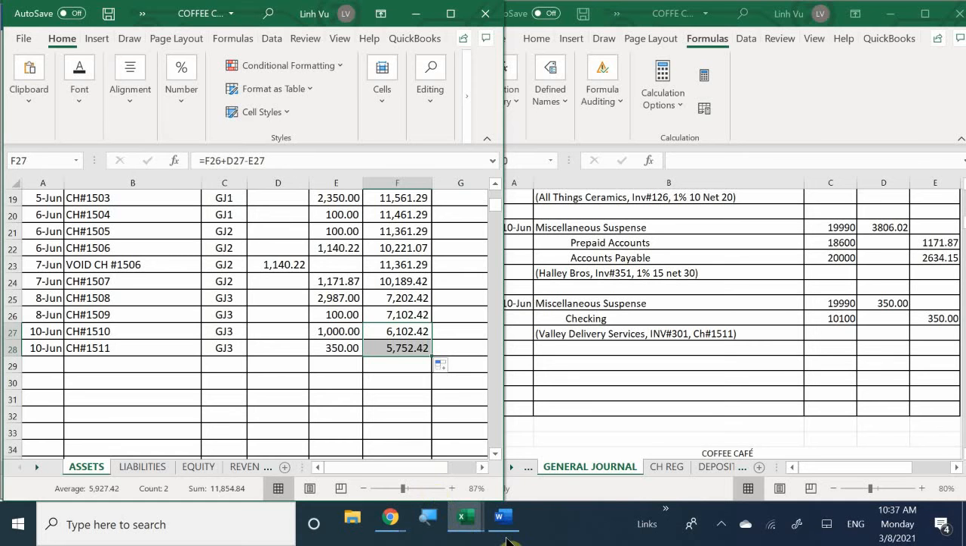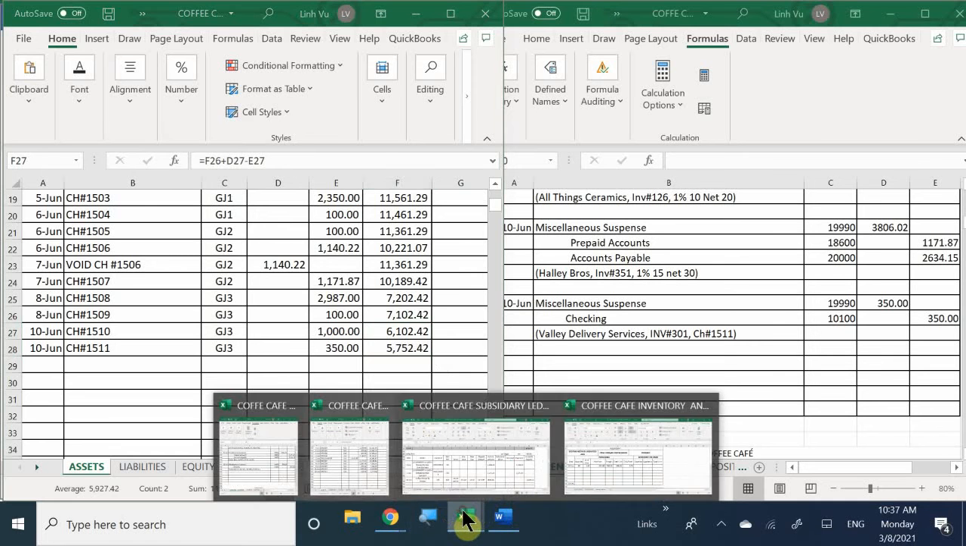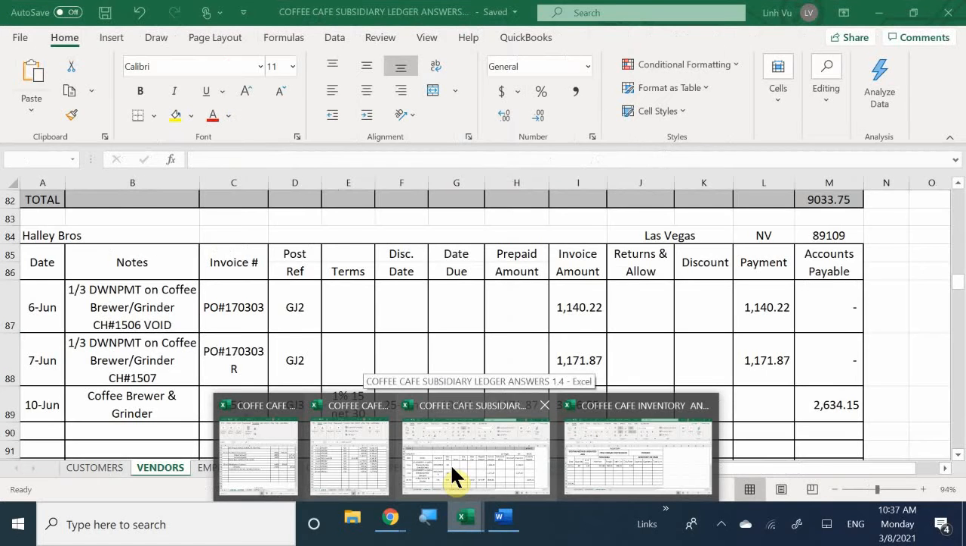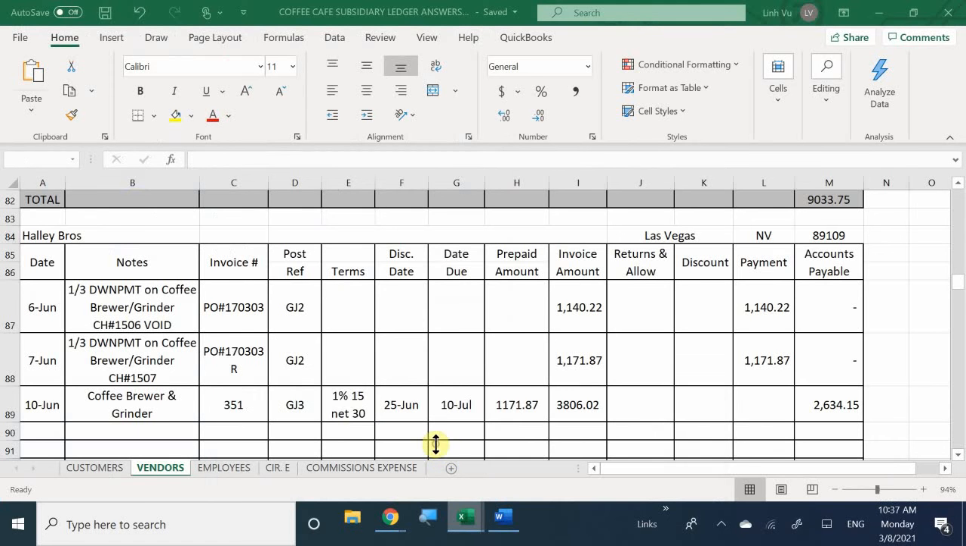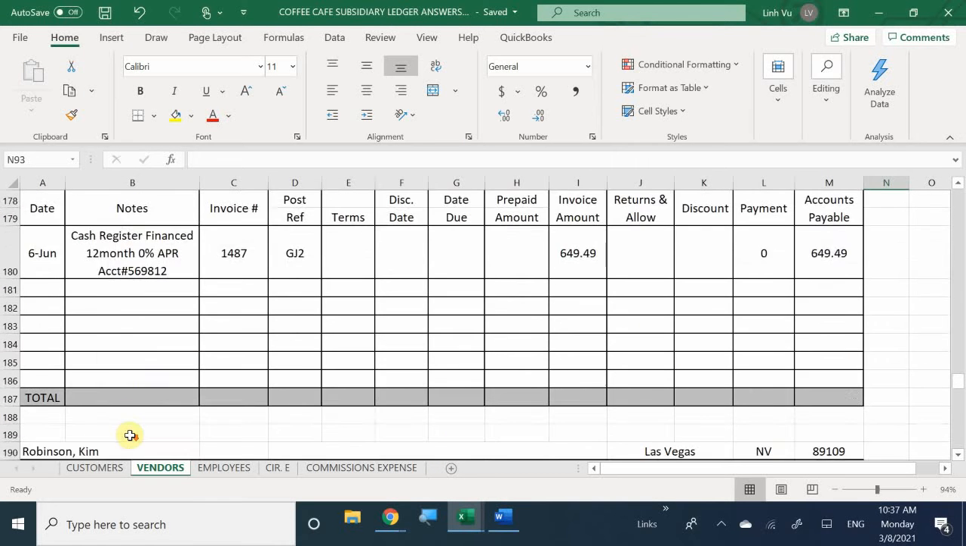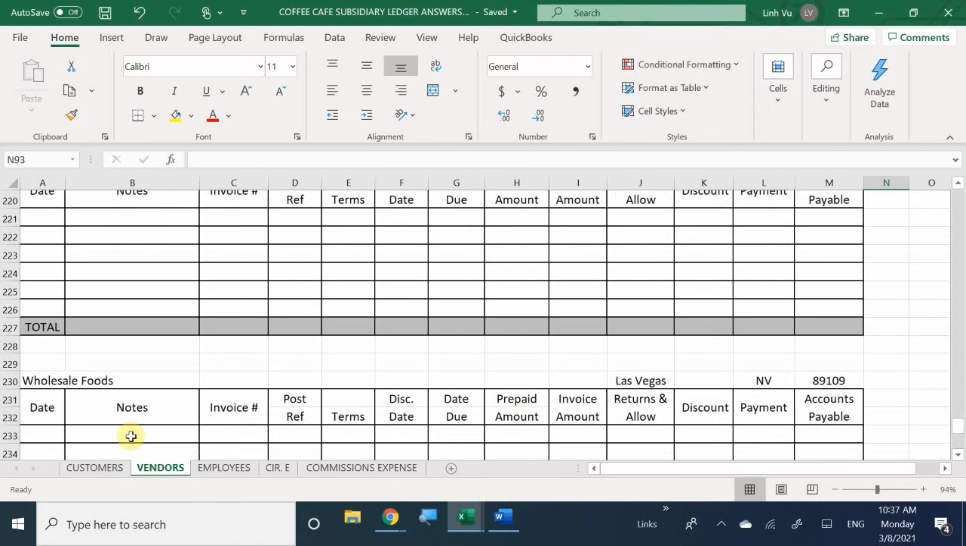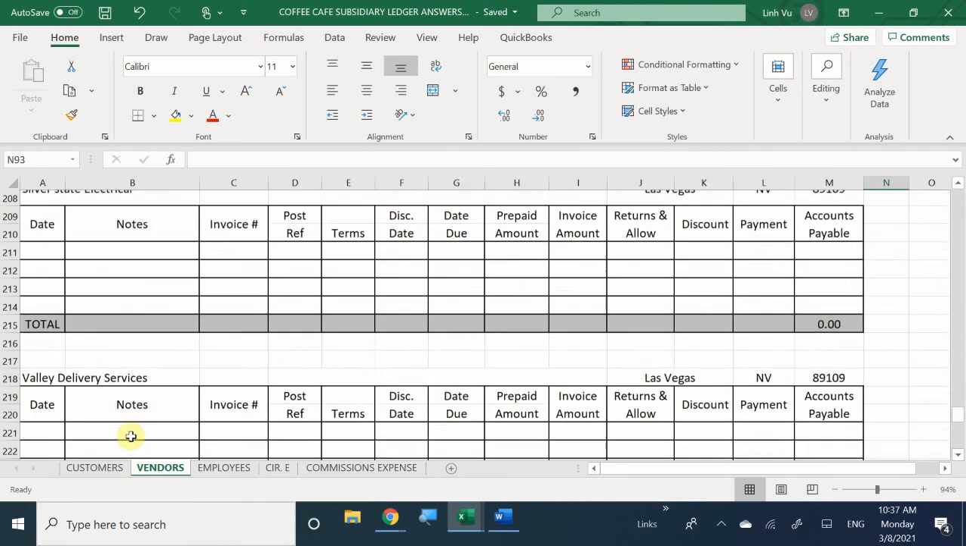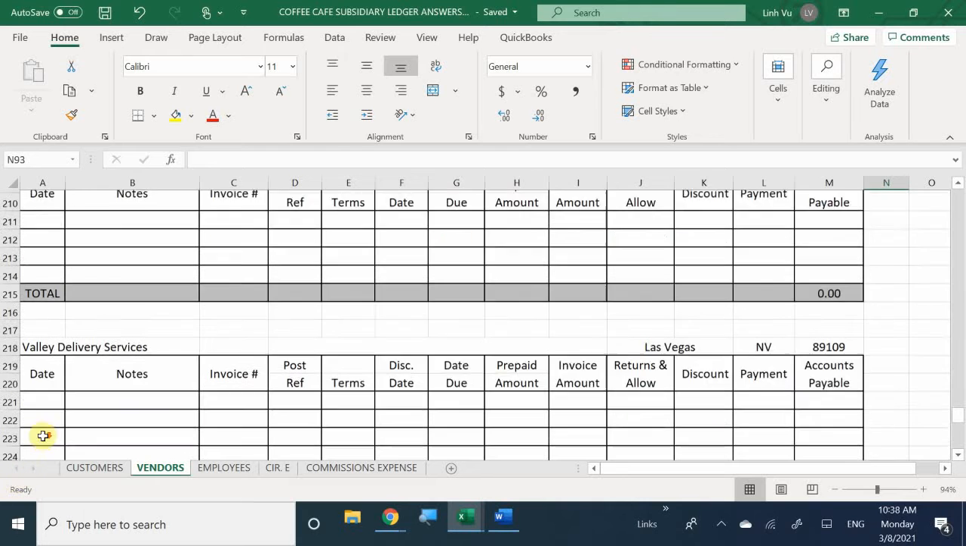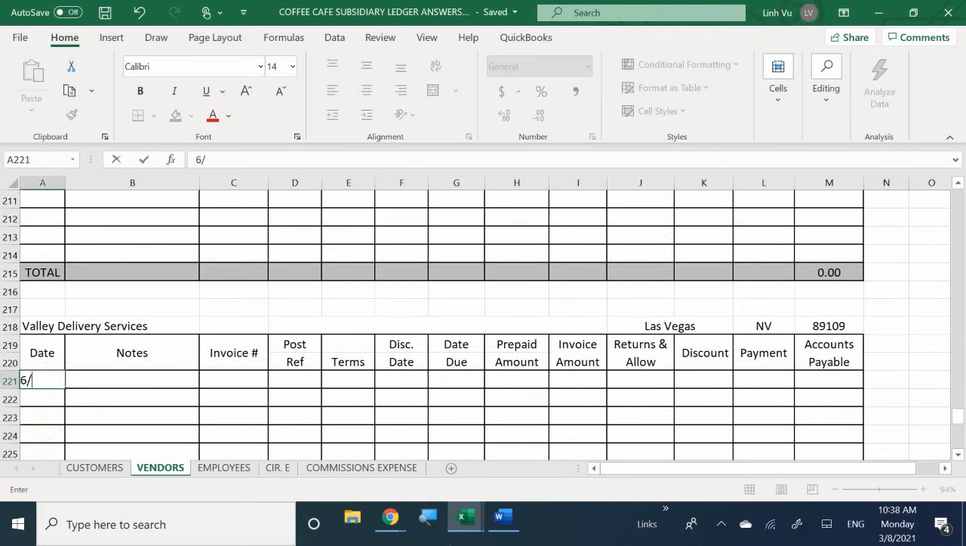And because we dealt with the delivery person, just in case we need to tell them to either return the items for us or etc., let's go ahead and update our subsidiary ledger. So they're going to be all the way at the very bottom. Valley Delivery Services right here. So again, 610.